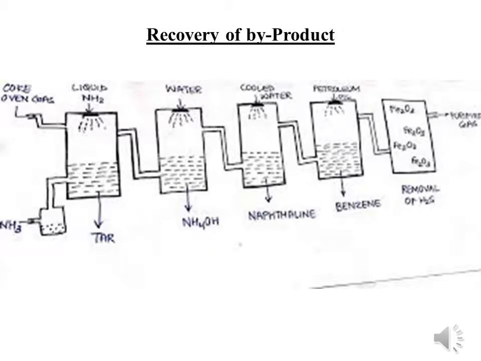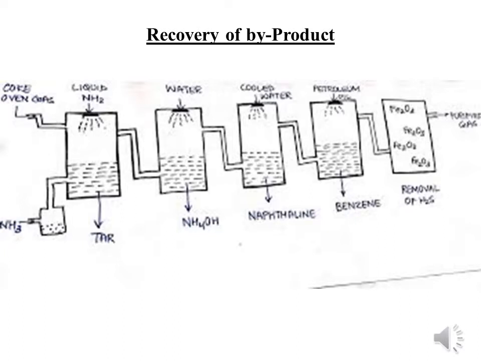Next, the remaining flue gas will be sent to the next tower. In this case, the water will be sprayed on the top of the tower. Here, ammonia present in this flue gas will be converted into ammonium hydroxide. The remaining flue gas is sent to the next tower, in which cold water is sprayed. Here, naphthalene gets condensed in this tower. The remaining flue gas is sent to the next tower. Here, petroleum will be sprayed, so benzene will be recovered.